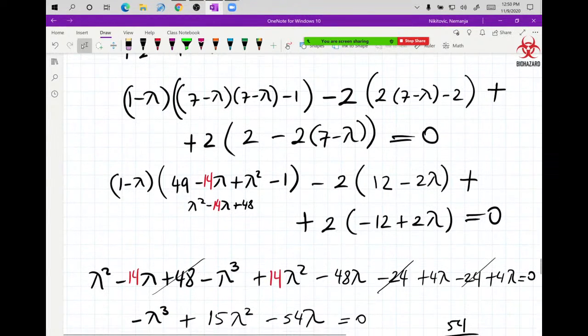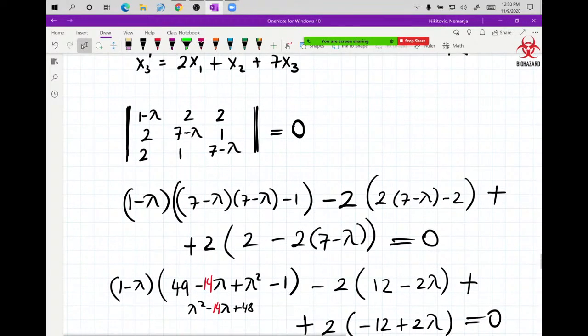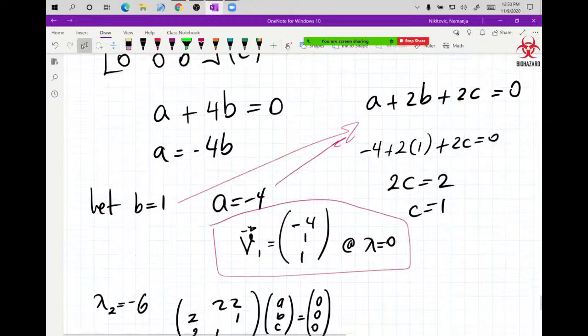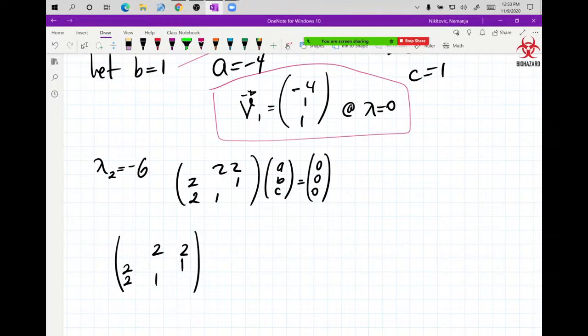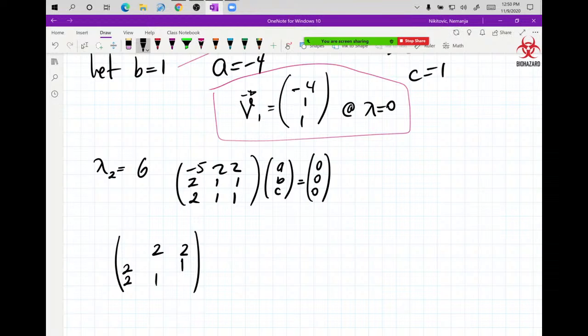So we have 1 minus 6. We're using 6. So 1 minus 6 and then 7 minus 6. So 1 minus 6, 7 minus 6. And there it is. There we go.